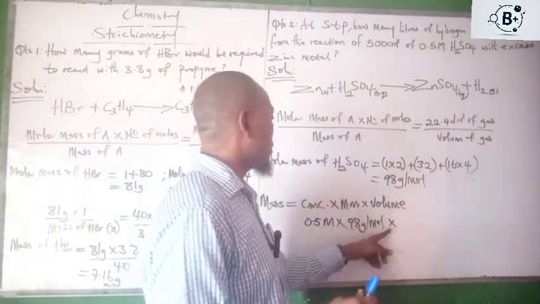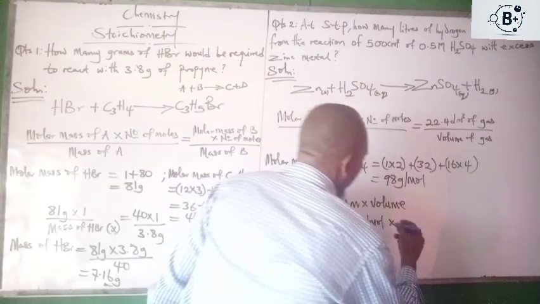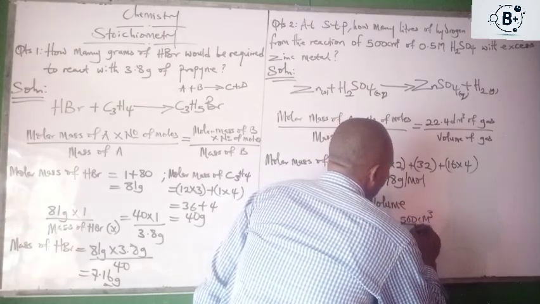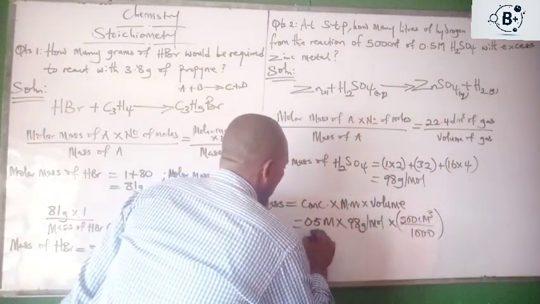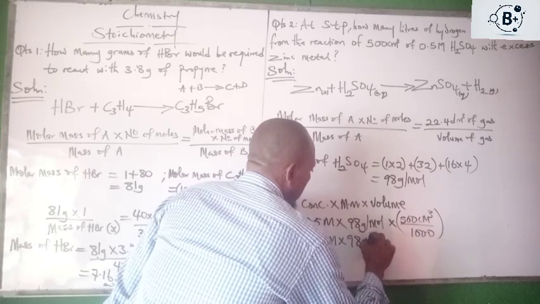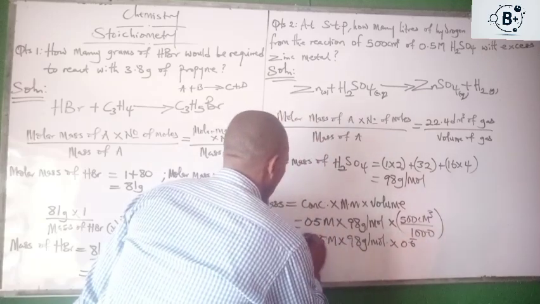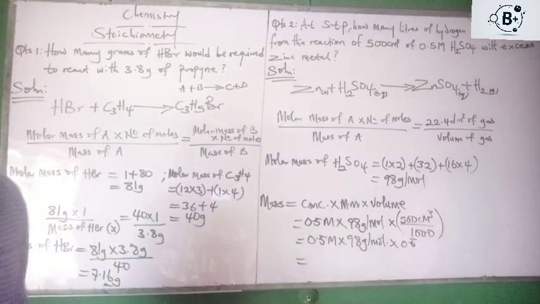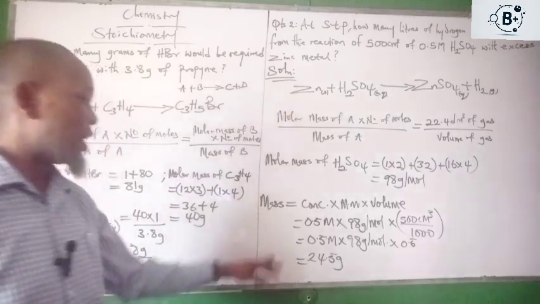Then times the volume, but the volume has been given to us in cm cube. So we have to convert it to dm cube. To convert it to dm cube is equal to 500 cm cube over 1000. So this is how we convert it. Now this becomes 0.5 mole times 98 gram per mole times 0.5. So we multiply everything together. If we multiply everything together, that will give us 24.5 grams.